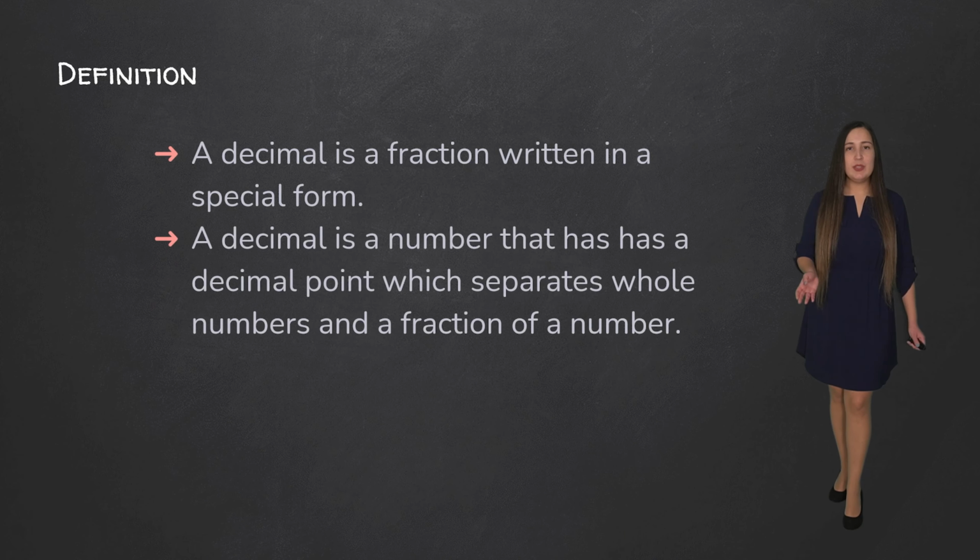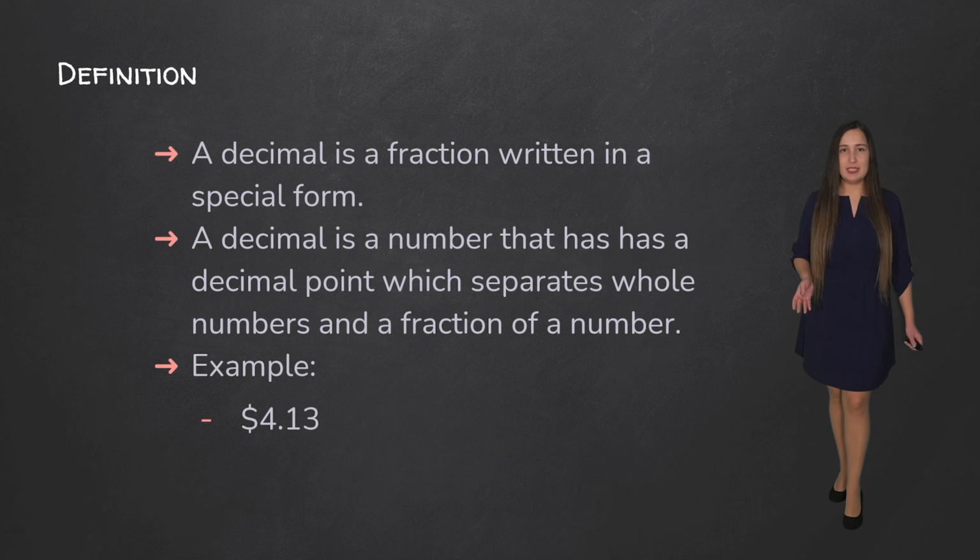So a decimal is a number that has a decimal point that separates our whole numbers from our fraction of a whole number. And an example would be $4.13.